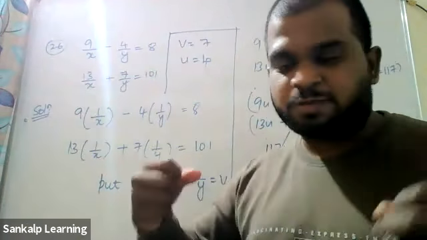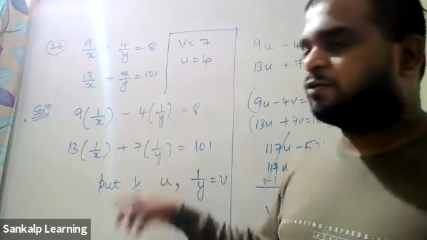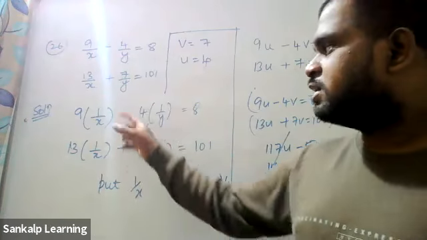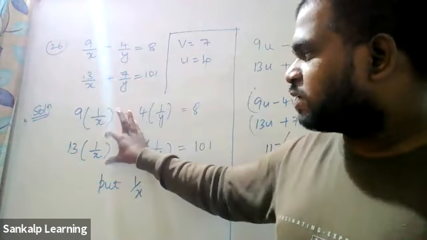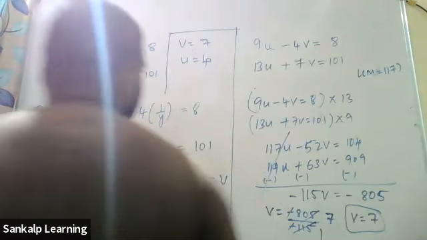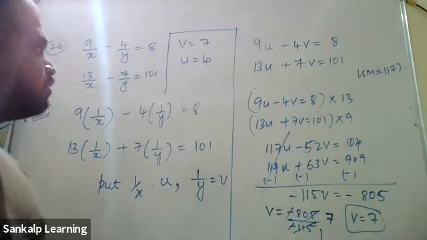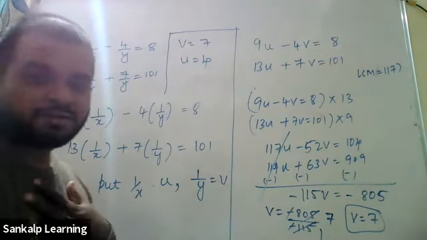Split it. It's like expanding it. 9 by x can be written as 9 into 1 by x. 4 by y can be written as 4 into 1 by y. Similarly, do it for the second one. Here 1 by x, 1 by x, take it as u. 1 by y, 1 by y, take it as v. And you will get two equations which will be in terms of u and v. Solve for u and v. But what is our aim?